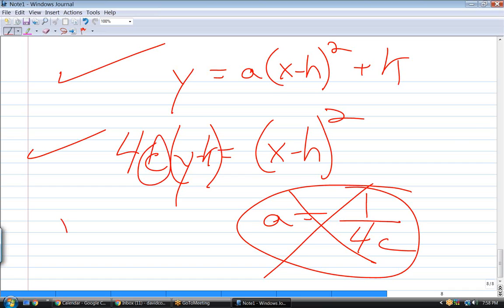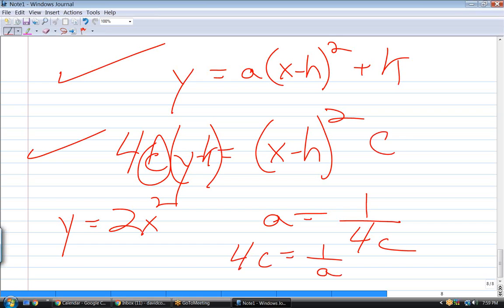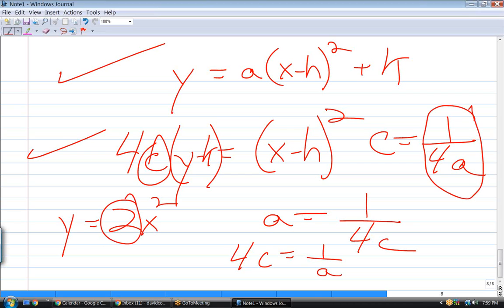If I said to you, y equals 2x squared, what's c equal to? 2? Wait. No, if a is equal to 1 over 4c, then I get 4c is equal to 1 over a, so c is equal to 1 over 4a. Well, in this case, a is 2, so c would be 1/8.